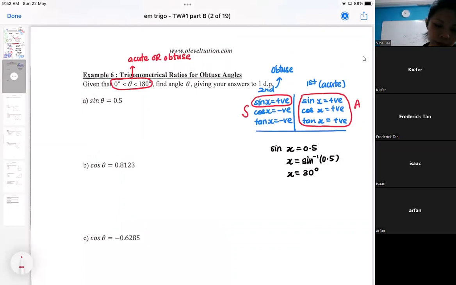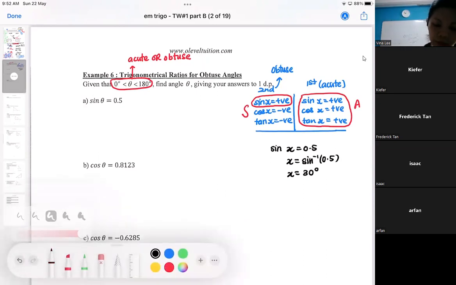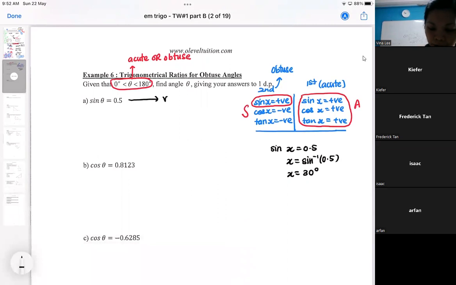So if you observe the first question, sine theta is 0.5. So what is your interpretation? You interpret it as the value of sine is positive. And if you look at the relationship, sine is positive under the acute angle. This is also positive under the obtuse angle. So which also meant that theta can be acute or obtuse.